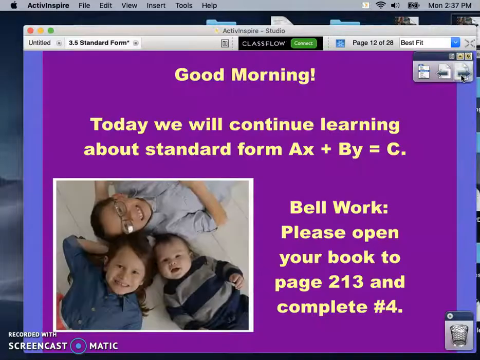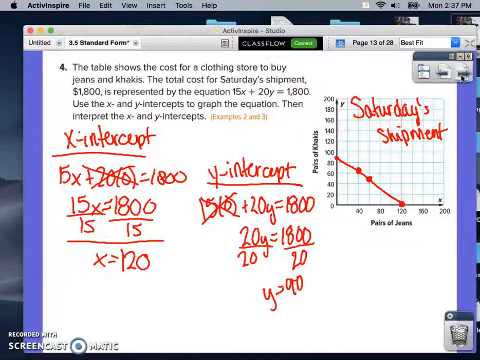So I'm going to go on to day 2 a little more. Here we have a word problem. The table shows the cost for a clothing store to buy jeans and khakis. So the total cost for Saturday's shipment is $1,800. It is represented by this equation here. 15 is your cost for a pair of jeans. So x is your amount of jeans and y would be your khakis.